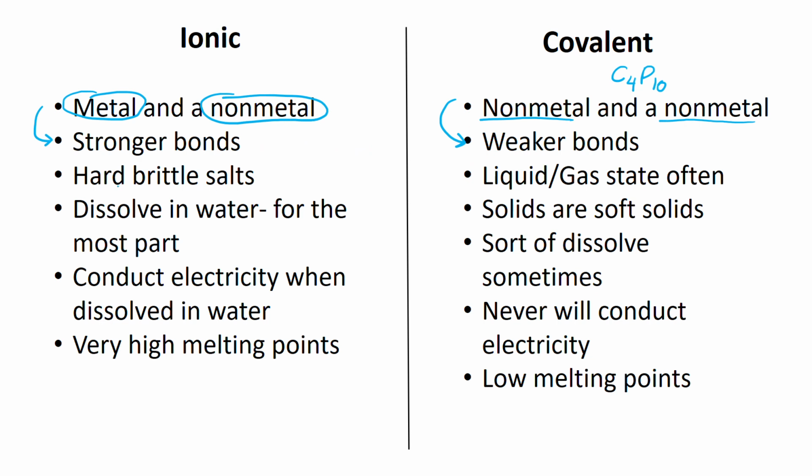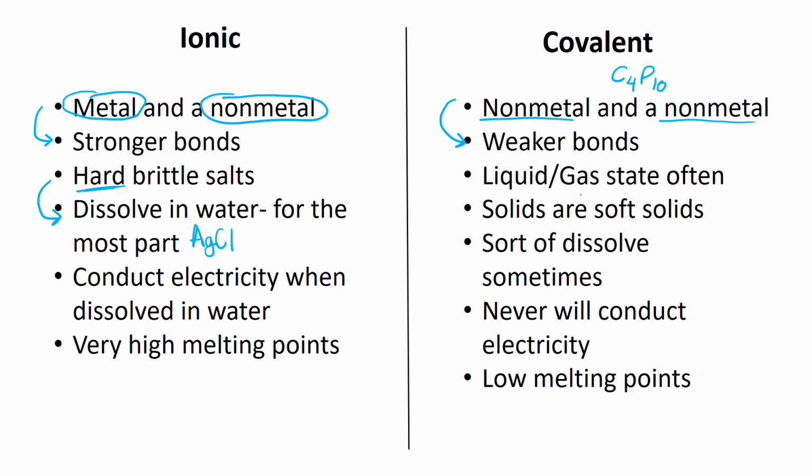Another thing, ionic bonds are hard, brittle salts. And because they are hard, brittle salts, they are able to dissolve in water for the most part. But there are some that will form precipitates, and you're going to learn about those when you talk about reactions. Compounds like AgCl, for example, will not dissolve. But most ionic compounds will dissolve in water.